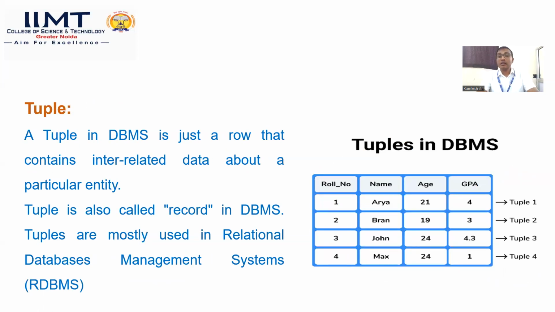What is a tuple? A tuple is a row. A tuple is a record. A tuple in DBMS is just a row that contains interrelated data about a particular entity. Tuple is also called a record in DBMS. Tuples are mostly used in relational database management systems. So this is the table, 1, 2, 3, 4. This table has 4 tuples because of 4 records or 4 rows.